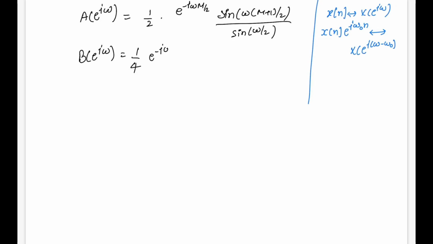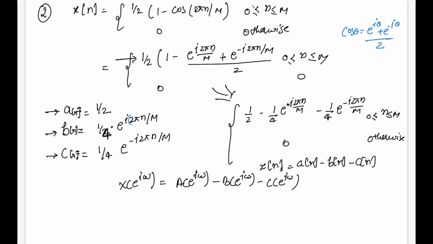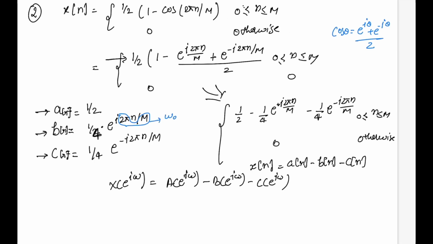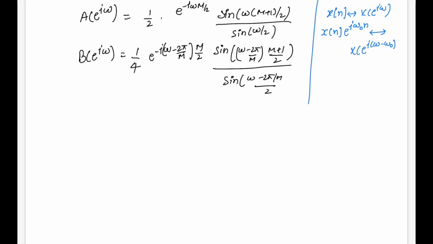Okay, which I am writing like minus 2π by M. Okay, because the omega naught here is plus 2π by M. Sine of (ω minus 2π by M) times (M plus 1) by 2, divided by sine of (ω minus 2π by M) by 2.